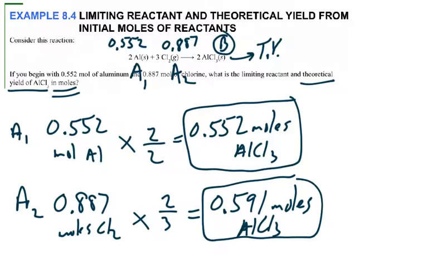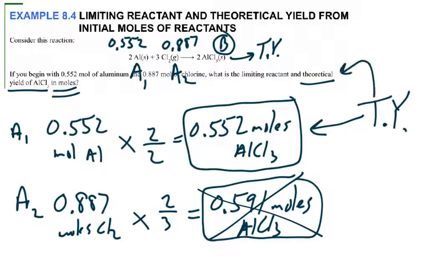I have two answers. Here's what you do. Compare the answers. Whichever one is the lower of the two, that is the correct answer. What are we going to do with this one? You're going to throw that answer out. That answer is useless. It has nothing to do with the problem. The lower answer is the real answer. That's the equivalent of how many hamburgers you're going to make. This is known as the theoretical yield. Okay? So the theoretical yield is you're going to make 0.552 moles of aluminum chloride.